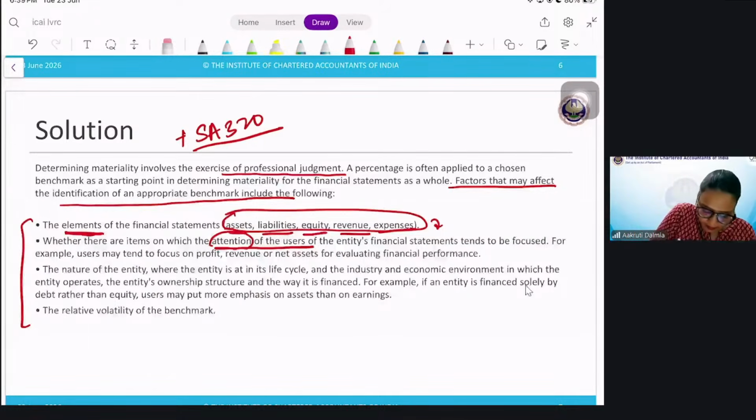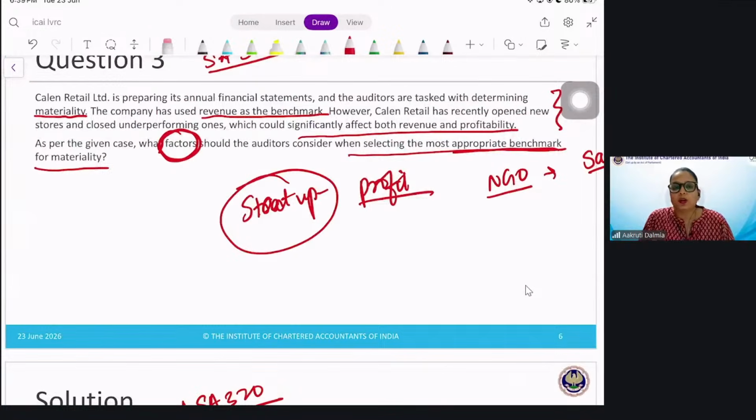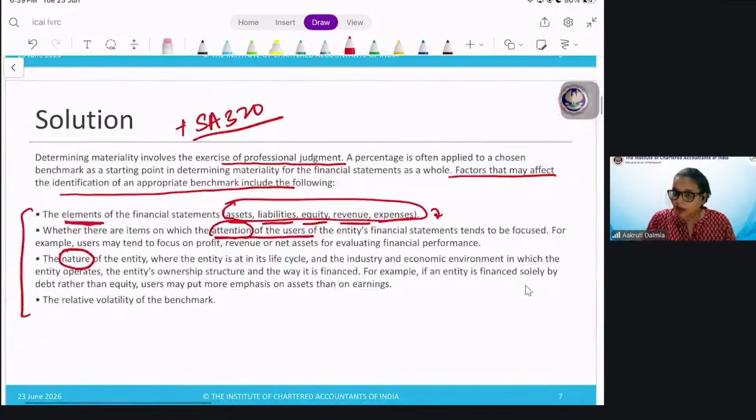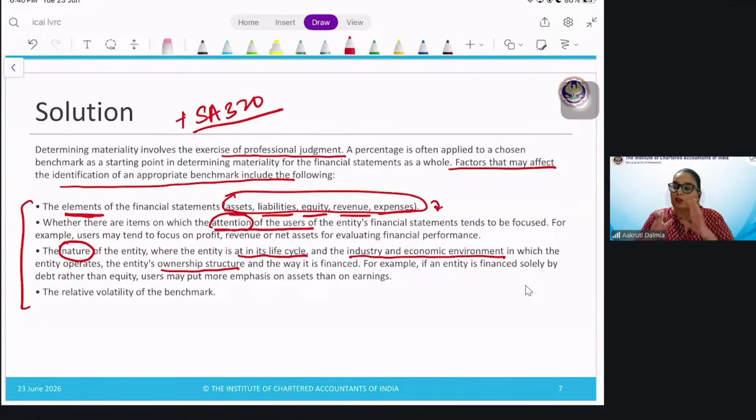Nature of the entity. Nature means what? I just gave the example, startup. So is it a very established company? Is it a very new company? Is it a very scientific oriented company? Is it a manufacturing or a retail oriented company? What is the nature of the business they are doing? So nature means where it is in its life cycle. Is it a mature company? What kind of industry and environment does it belong to? How is it owned? Is it mostly debt oriented, equity oriented?